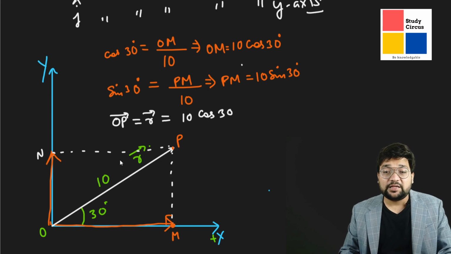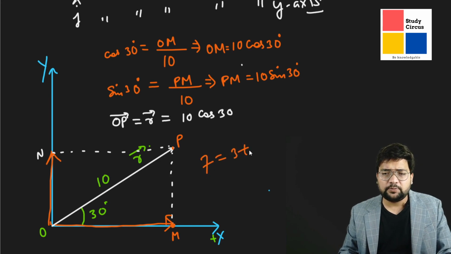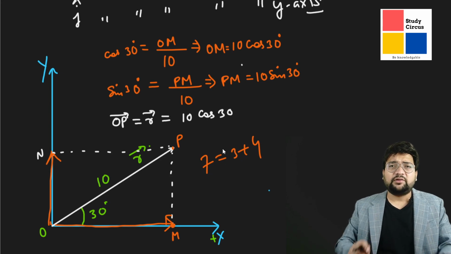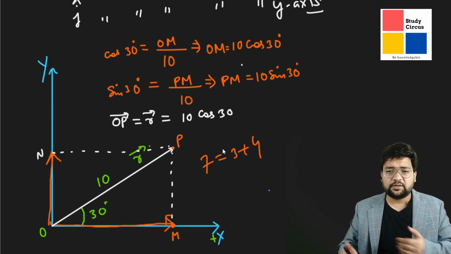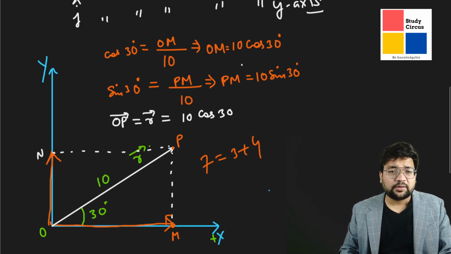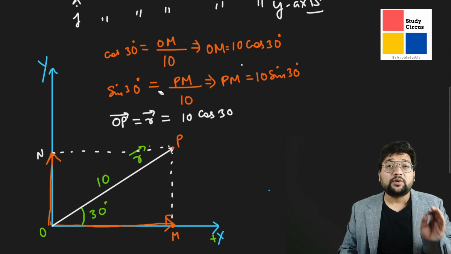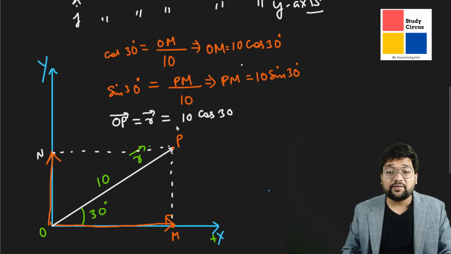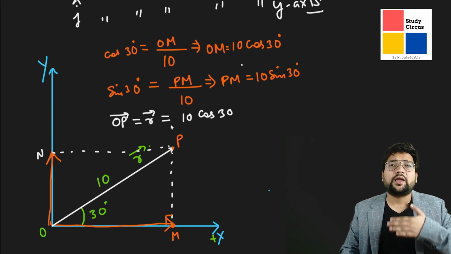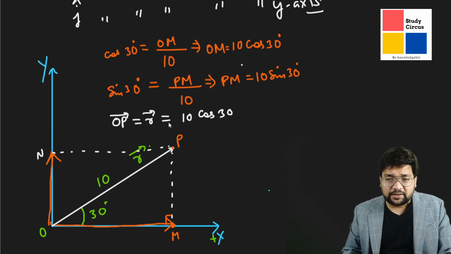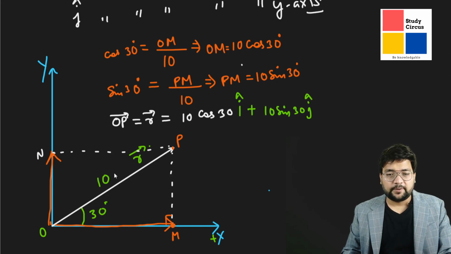It is like saying 7 is equal to 3 plus 4, except these are numbers. Either you can say 7 or you say 3 plus 4, that is the same thing. It is something similar. You have totally resolved the vector R along x and y, broken down into components along x and y. So you write the R vector as 10 cos 30 i cap along x plus 10 sin 30 j cap.